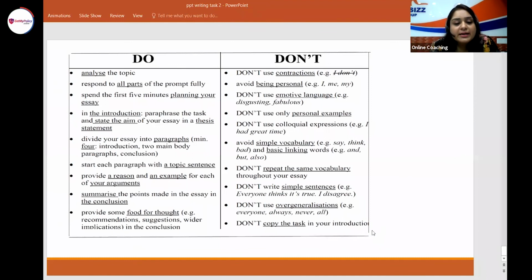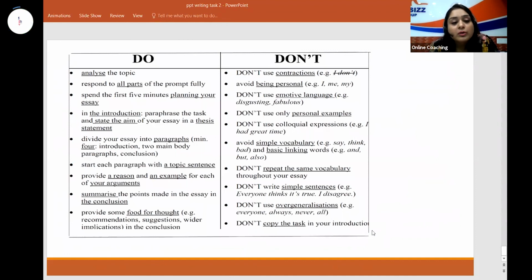Next, divide your essay into paragraphs. Of course, it is mandatory. Do not write the writing task in just one form without having paragraphs. It's very important to add paragraphs because it gives the examiner a clear view of your ideas. So divide your essay into paragraphs.